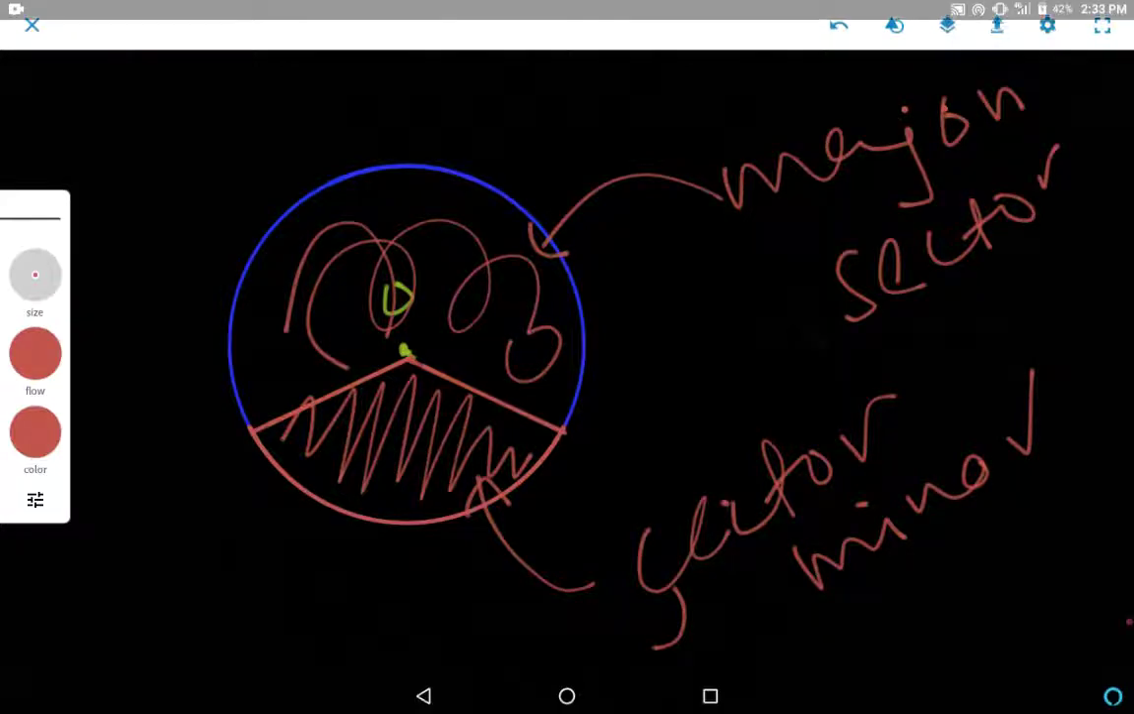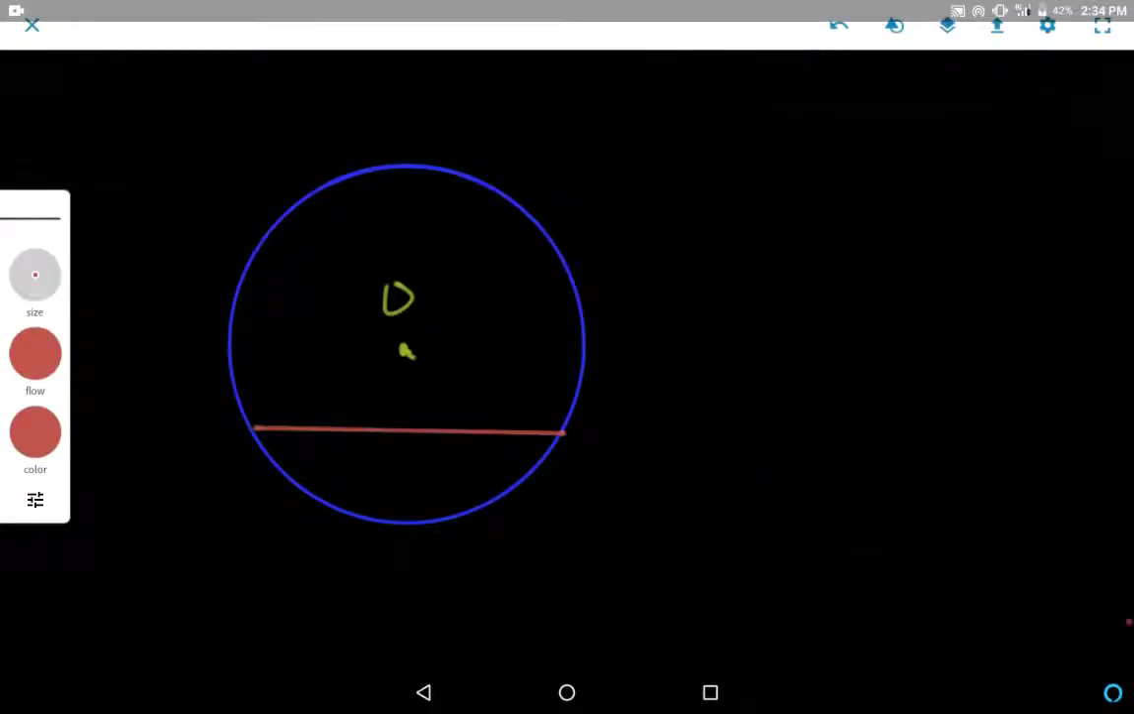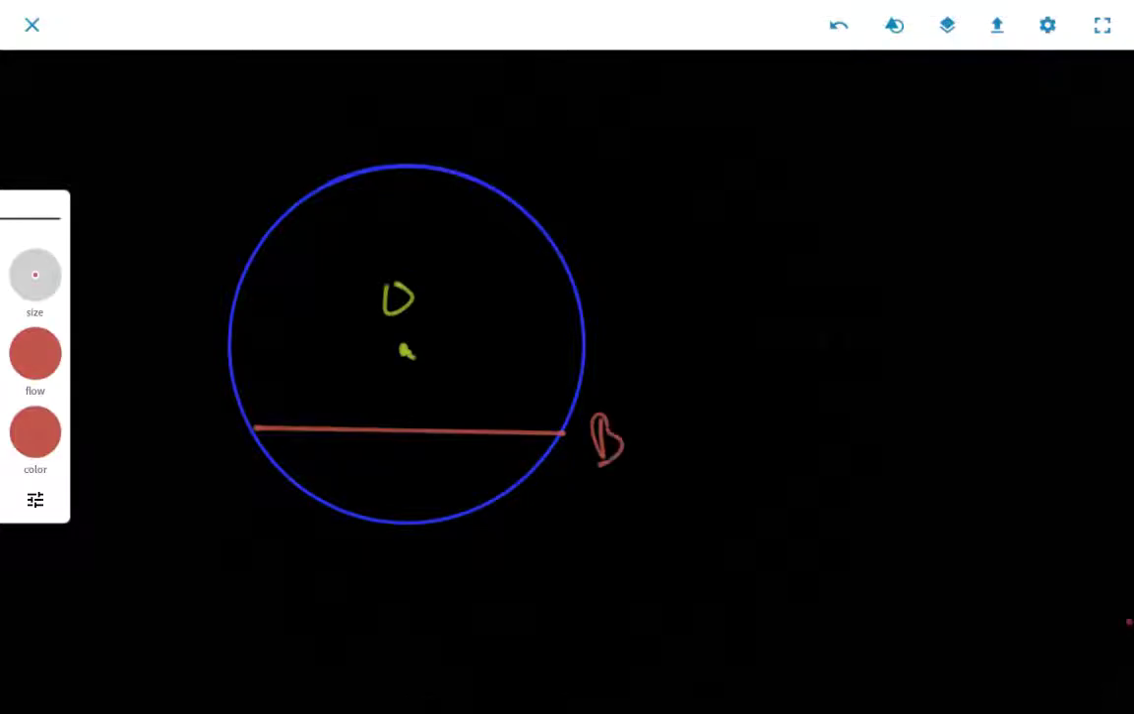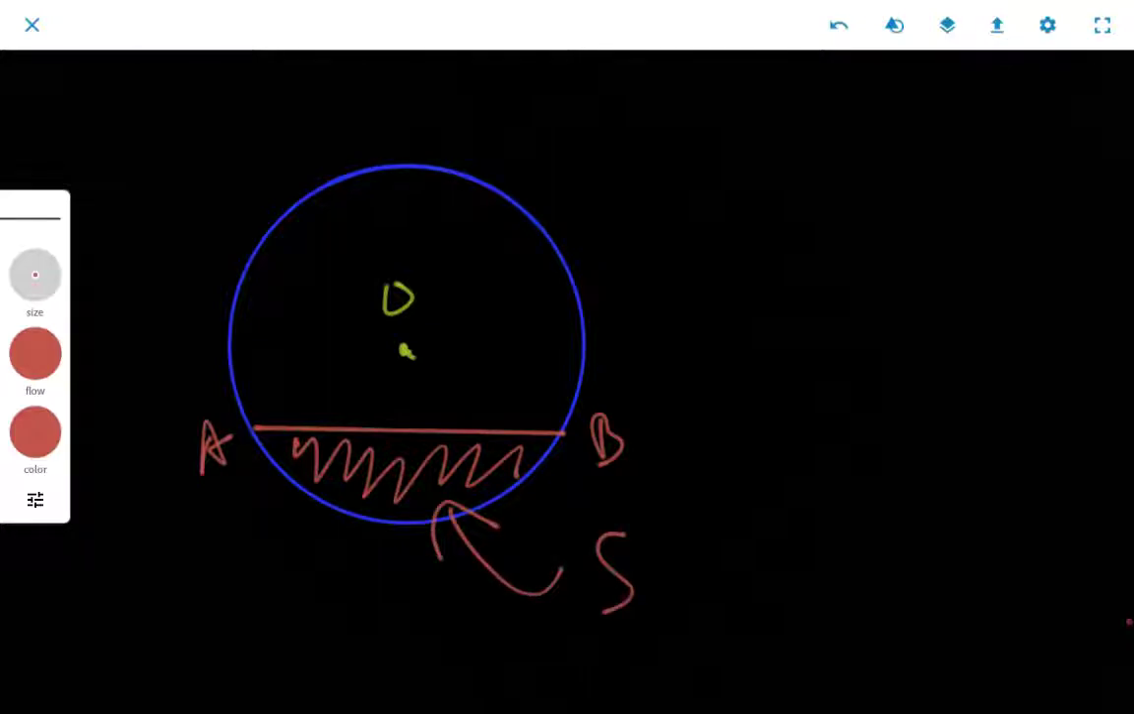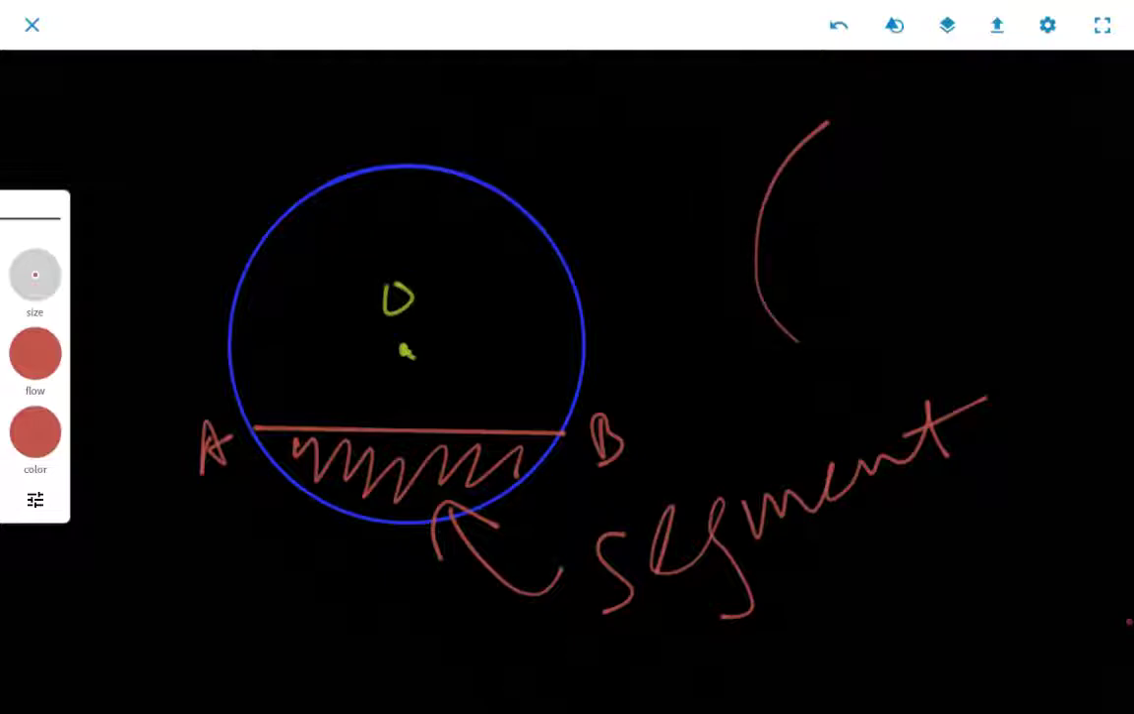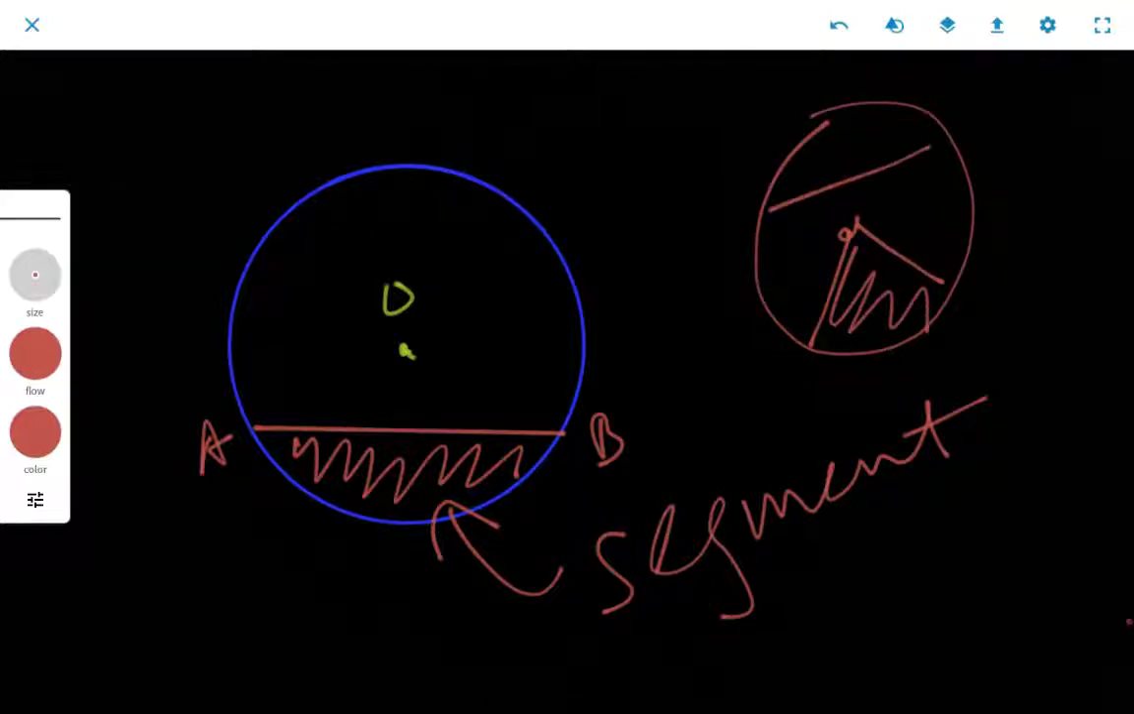Let me redraw this. So now I have a chord here, let's say AB. So this area that we cut out, this is nothing but a segment. This area we cut out from a chord. But remember one thing, this is a sector and this is a segment. This is segment, this is sector.